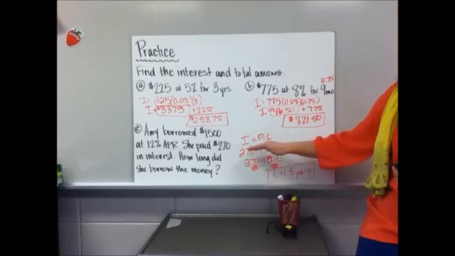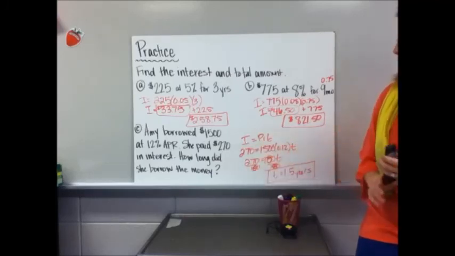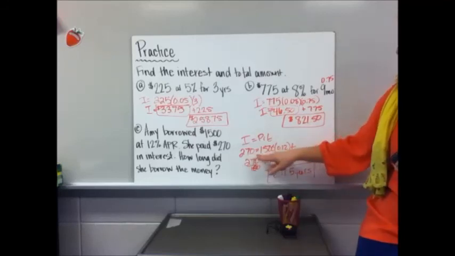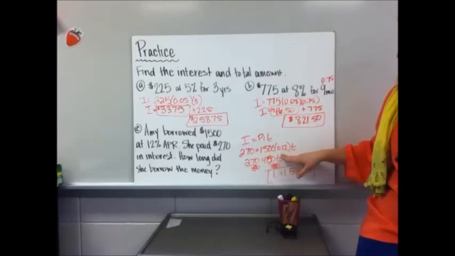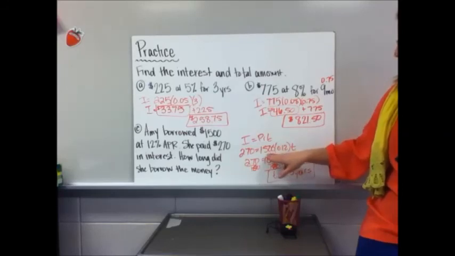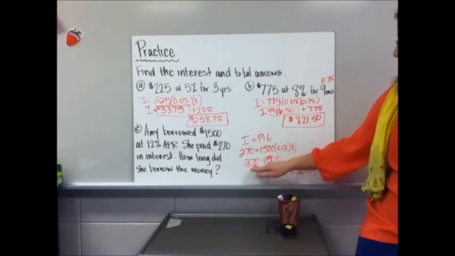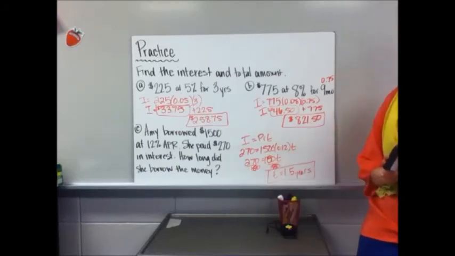For part C, you're told the principal, you're told the interest, you're told the rate, but you're not told the time. So we sub in what we know, we solve for what we don't know. 270 equals 1500 times 0.12 times t. Multiply 1500 and 0.12, you get 180. Then divide both sides by 180, and you get 1.5 years.